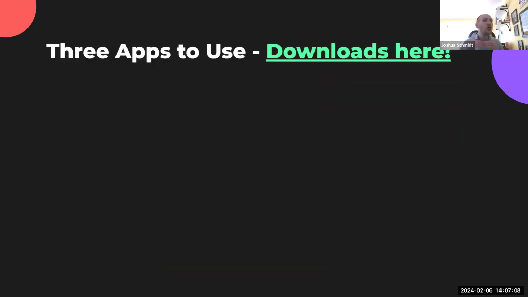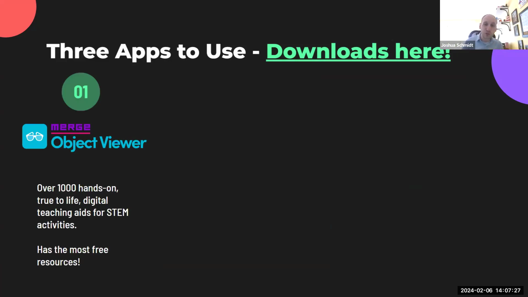So, number one most important thing is that the Merge Cube itself, without any app to support it, doesn't do anything. It's basically just this really cool paperweight that can sit on your desk. There are three major apps that I recommend using when you're starting this out for the first time. The first one, and the one you'll do the most in, is called Merge Object Viewer, and these are all direct links if you click at that downloads at the top.